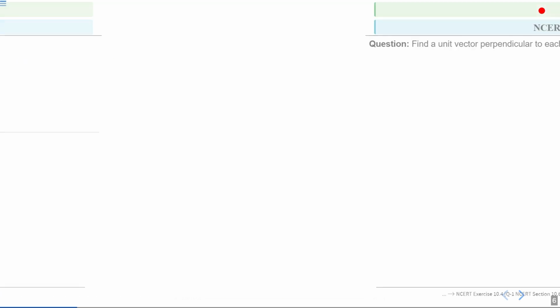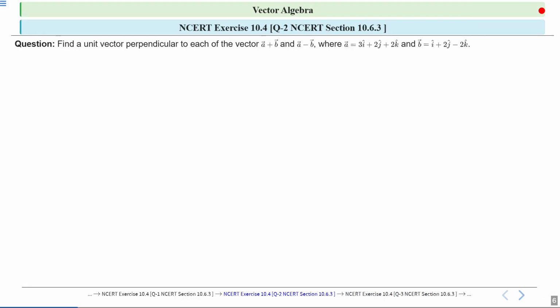Okay, let's move to the next part. NCERT exercise 10.4, question number 2. In this question, we are asked to find a unit vector that is perpendicular to both the vectors a vector plus b vector and a vector minus b vector, where a vector is 3 i cap plus 2 j cap plus 2 k cap and b vector is i cap plus 2 j cap minus 2 k cap.